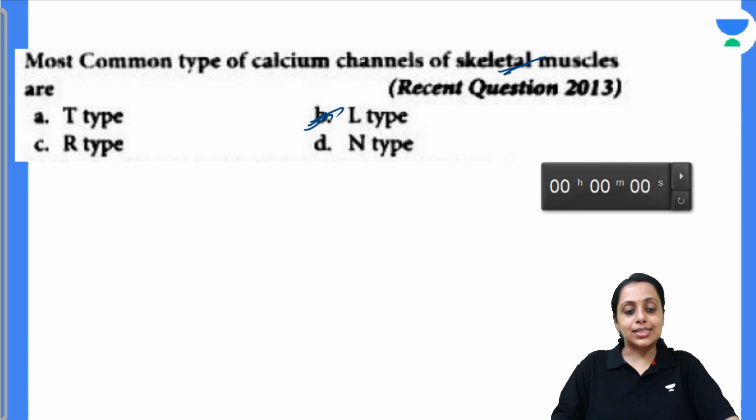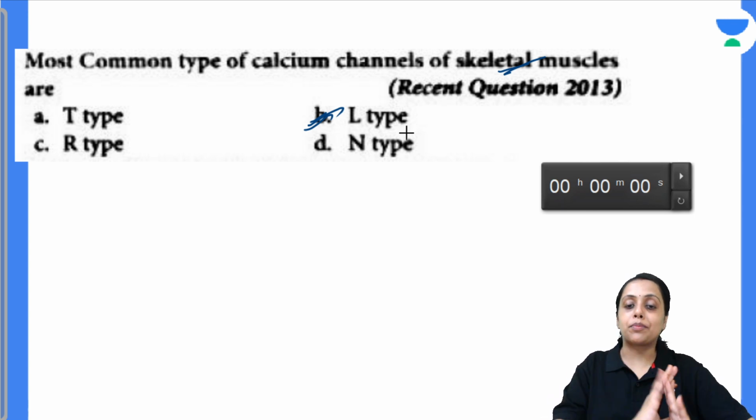The most common type of calcium channel in skeletal muscle is L-type. Is this clear? Everybody, is this clear? All the concepts related to the skeletal muscle?